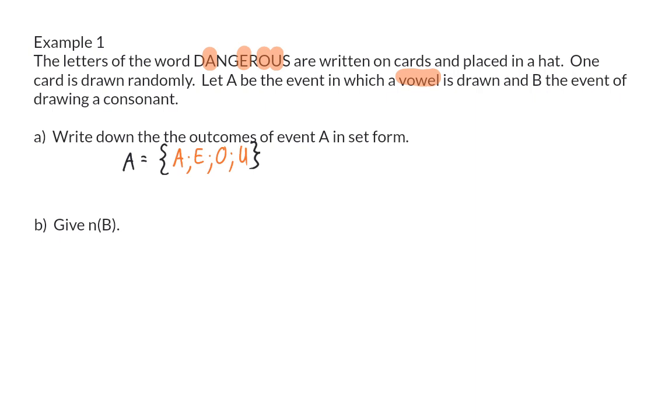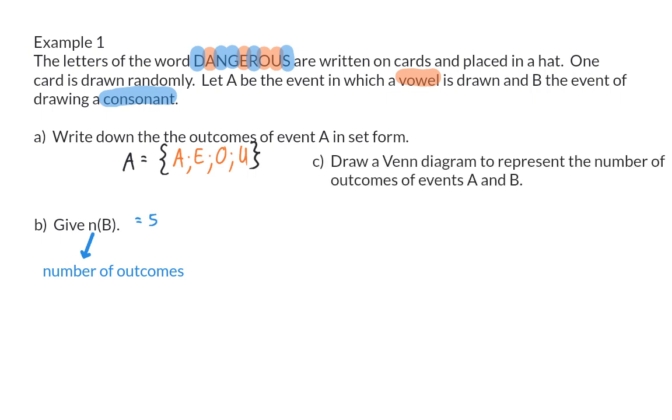Question B. Give n(B). Here you need to know that n is the symbol for the number of outcomes, in this case in event B. Event B is drawing a consonant, and we have a D, N, G, R, and S, which means there are 5 outcomes in event B.